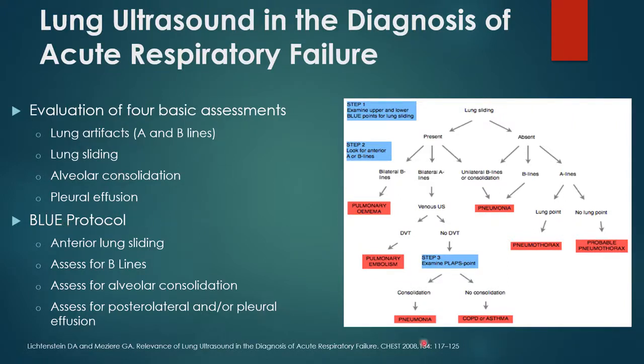The BLUE protocol was talked about in this Chest article, and you're talking about first evaluating lung sliding. Then, whether it's present or absent, you go down a different pathway of looking at A and B lines, ruling out pneumonia, and you can even go into PE using some other point of care ultrasound techniques.